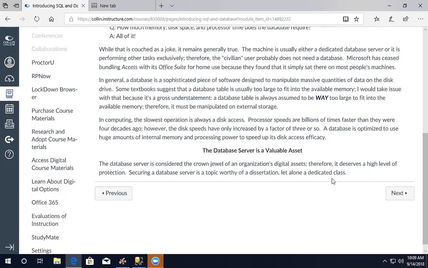Securing a database server is worthy of a dedicated class. That would probably be in the networking class, where you'd talk more about that. I'm going to move on. Next.